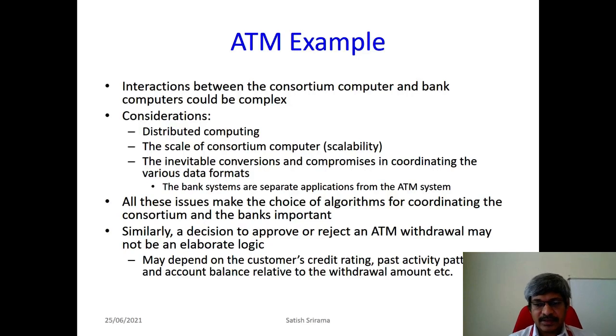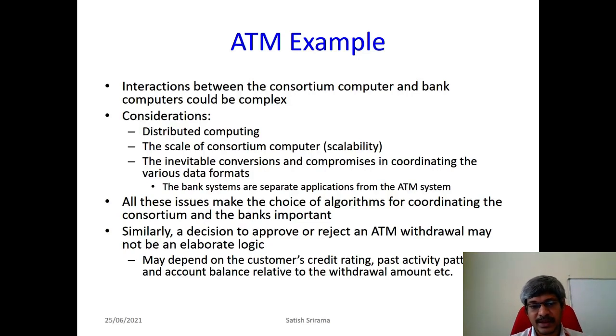Now let us look at the ATM example. In the ATM example, if we really look into it, the interactions between the consortium computer and the bank computers could be very complex, because the consideration you should take is that it is distributed computing. The ATMs are at different locations, the consortium computer is at a different place, and the bank computers are at different places. Then we have the scalability issue for the consortium computer. It needs to talk with a lot of ATM machines, and also with a lot of banks.